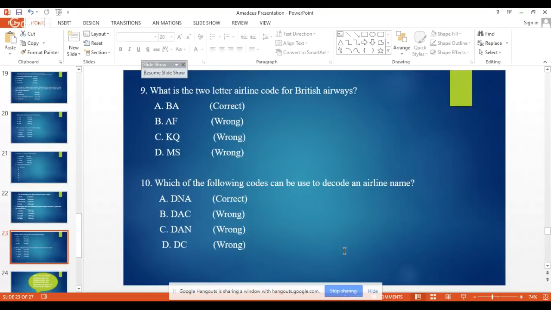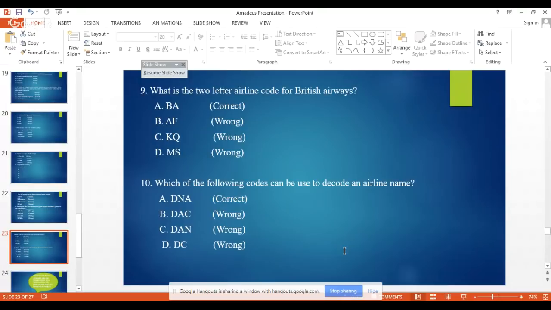Option A, BA, that is Bravo Alpha, which is correct. Option B, AF, is wrong. AF is the airline code for Air France. Option C, KQ, is also wrong. KQ is the airline code for Kenya Airways. And option D, MS, is also wrong. MS is the airline code for Egypt Air. So the correct answer is A, BA, that is British Airways.